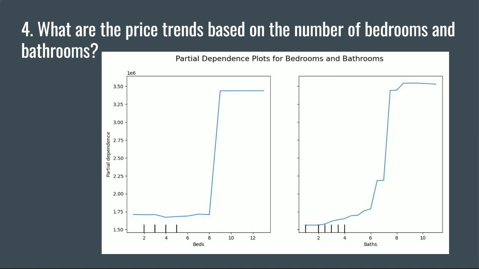Similarly, for the bathrooms, the plot reveals a positive relationship between the number of bathrooms and property prices. So homes with 2 or more bathrooms see higher predicted prices. But like with bedrooms, the trend stabilizes after a certain point.